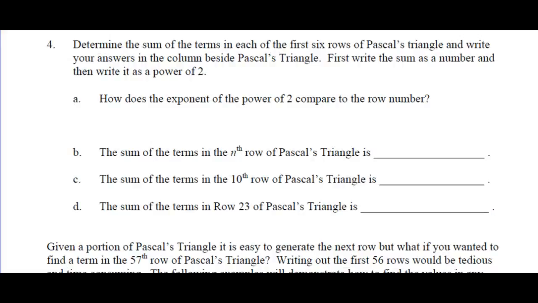How does the exponent of the power of 2 compare to the row number? So what's the magic word? Compared to the row number, it is 1 less. So 1 less than the row number. So the exponent on 2 is 1 less than the row number.